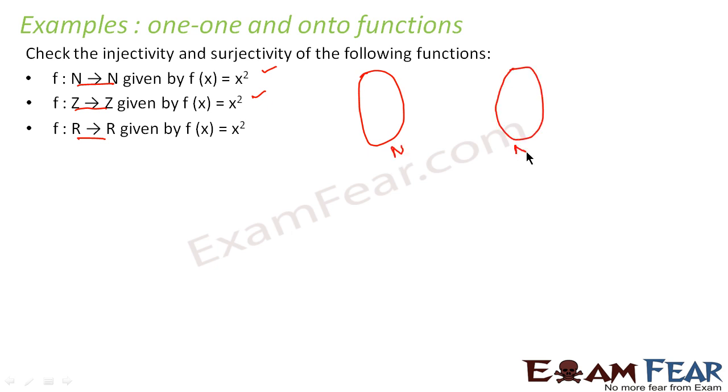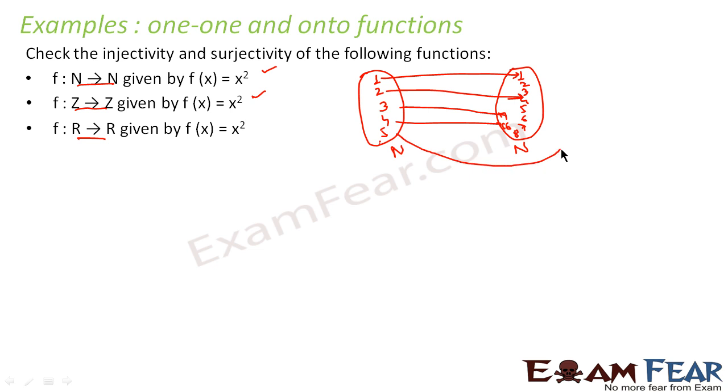If you take natural numbers, it will be something like this: 1, 2, 3, 4, 5, dot dot dot. You write like this: 1, 2, 3, 4, 5, 6, 7, 8, all natural numbers. You take 1 square, you get 1. You take 2 square, you get 4. You take 3 square, you get 9. You take 4 square, you get 16. You take 5 square, you get 25.